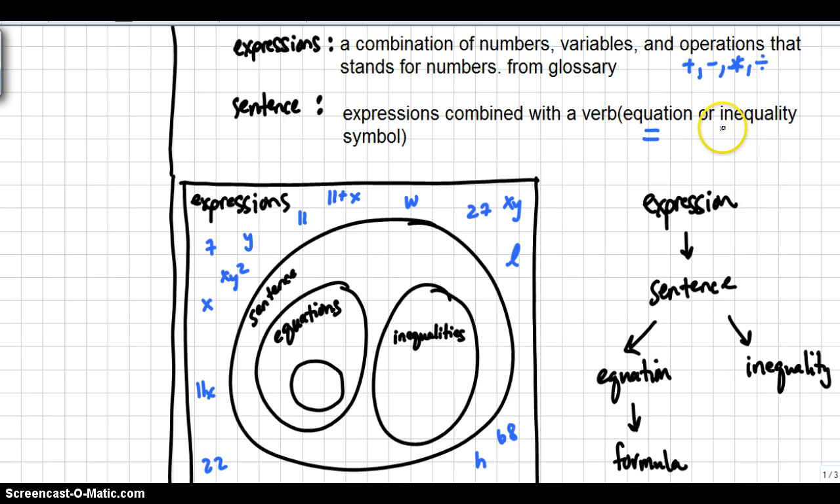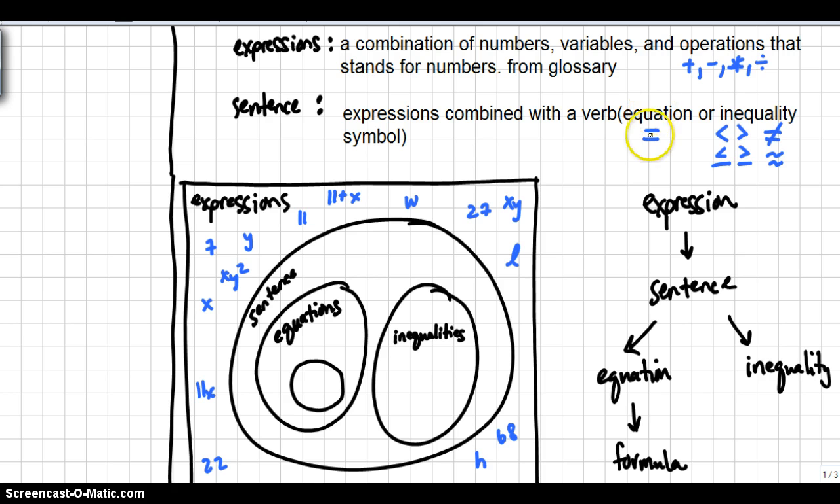The less than symbol points to the left. The greater than symbol points to the right. Less than or equal to has a bar under it. Greater than or equal to has a bar under it as well. Not equal to is the equal sign with a slash through it. And approximately equal to, those 6 are all considered inequalities.